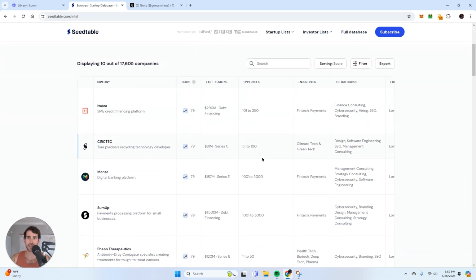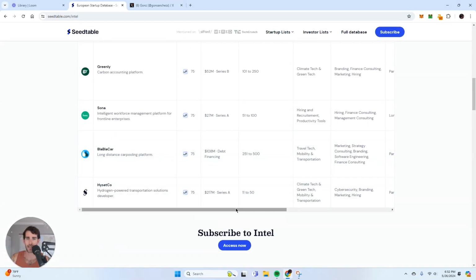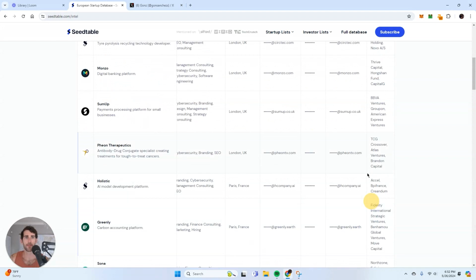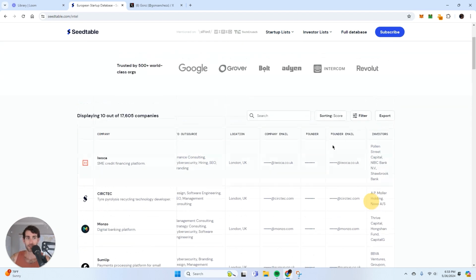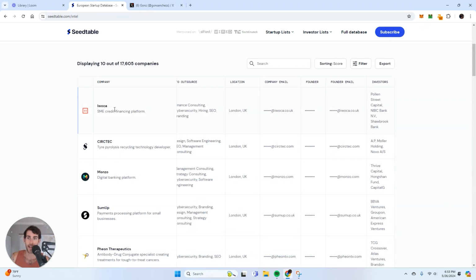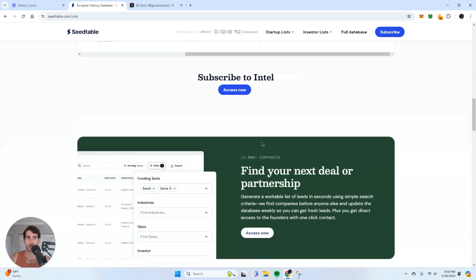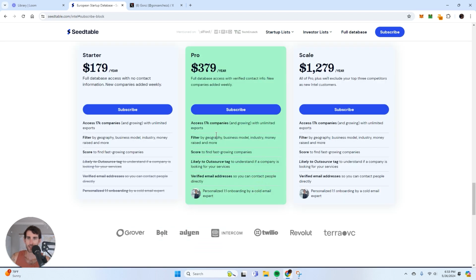He monetizes by selling the full data list, which includes contacts. So imagine why this would be so valuable. If I'm a European entrepreneur, and I'm looking to raise money, I'm looking to find capital, I'm looking for a group of investors, it would be really valuable to me to have all of this information, right? So credit financing platform, company email, blocked out, founder email, blocked out. And it's all verified data. So if you wanted to, you can literally buy access to the entire data set. So he's got 17,000 data points, and it's all verified contact information of investors and startups.